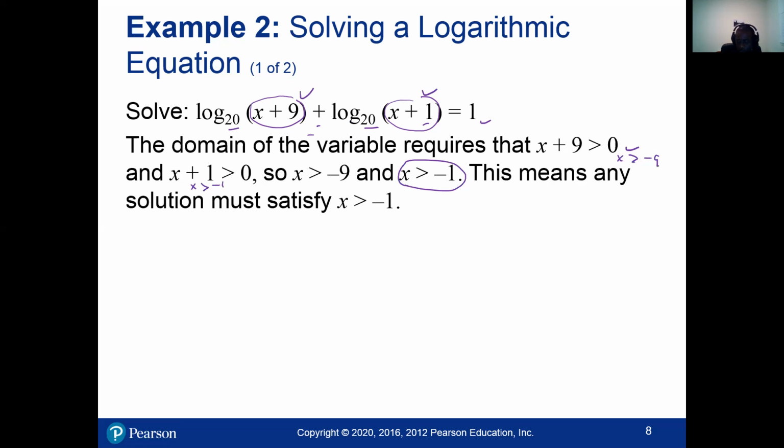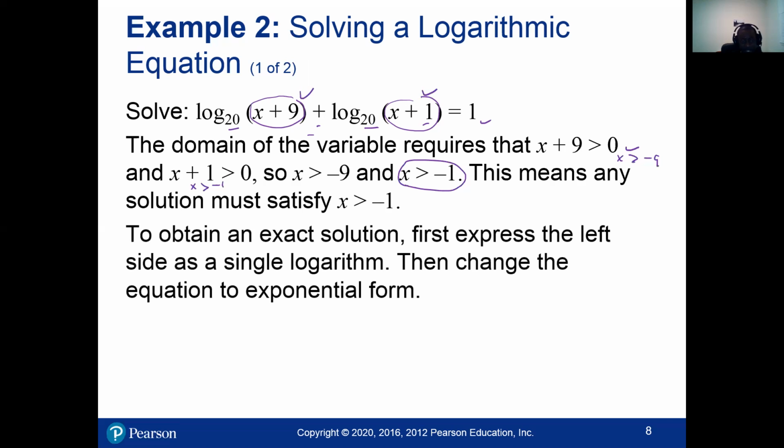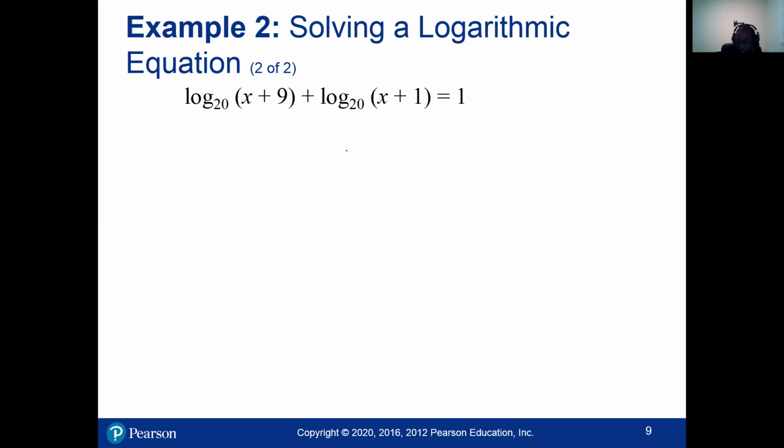To obtain the exact solution, first we want to express the left-hand side as a single logarithm, and then we change the equation to exponential form. So we write it as a single expression on the left-hand side. We know that when you have a sum, it becomes a product. So this becomes log of (x plus 9) times (x plus 1) to the base 20.